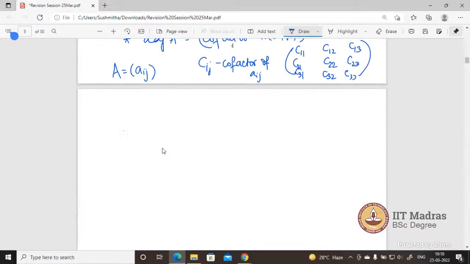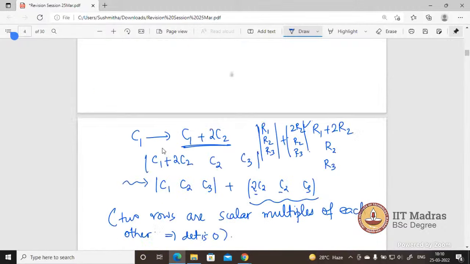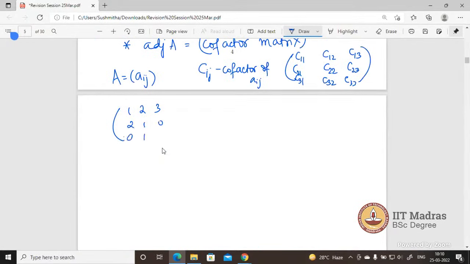Okay, so the example that we took, 1, 2, 3, 2, 1, 0, 0, 1, 0. The determinant that we calculated was 6. So is this matrix invertible? Yes, ma'am. So can I find the inverse? Yes. Okay, so first let's find the adjoint matrix. For that I need the cofactor matrix. So what is the cofactor matrix?